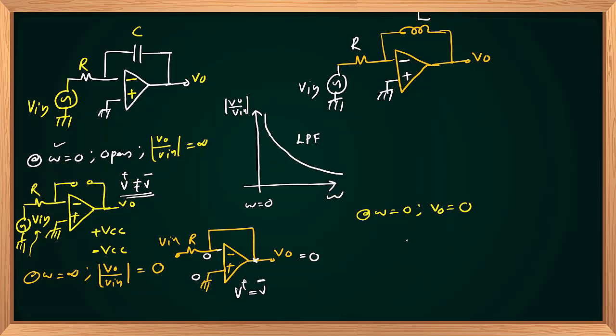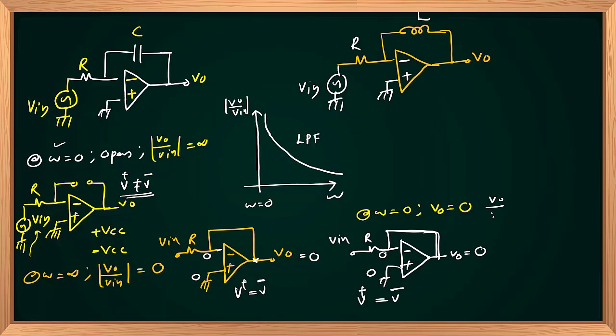Because if the inductor is shorted, with negative, positive, ground, the resistance is shorted, and V plus equal to V minus is valid because of this negative feedback. V plus is equal to 0, V minus is also equal to 0, hence V out is also equal to 0. Hence V out upon V in is 0. As omega tends to infinity, the inductor acts as an open circuit. So the circuit will look like this.